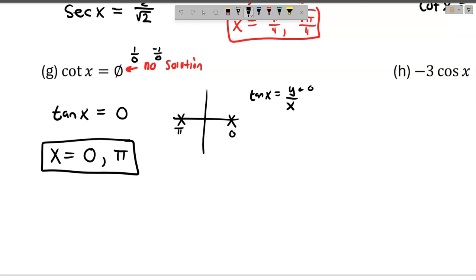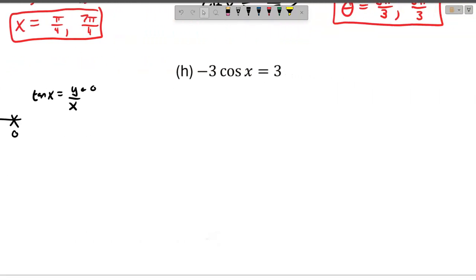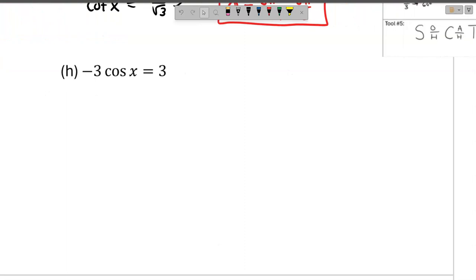So for the last question of this video, I want you to pause and try this one out. This is sort of a combo of the last problems we've done. E, F, and G kind of merged together. So pause this, let's try it out, and that's where we'll wrap things up.